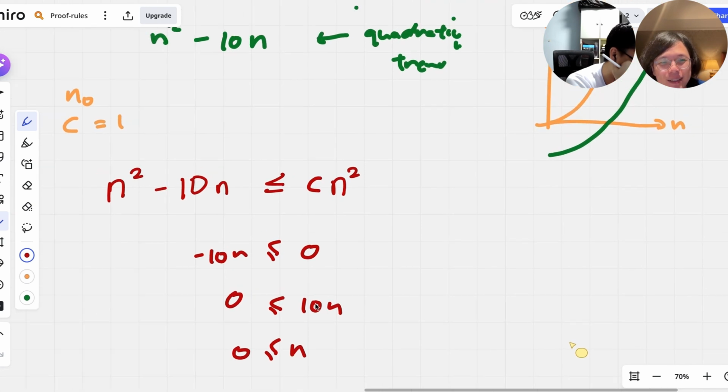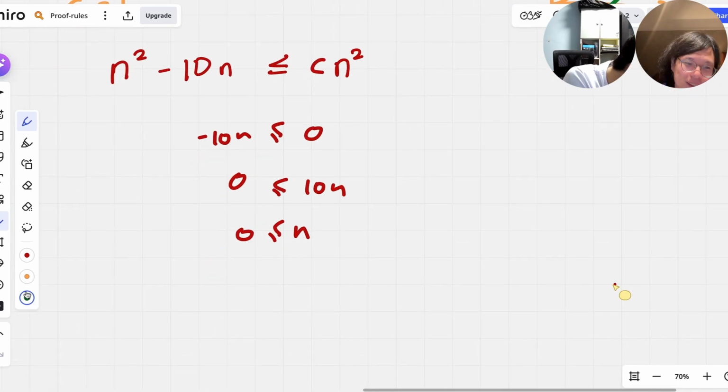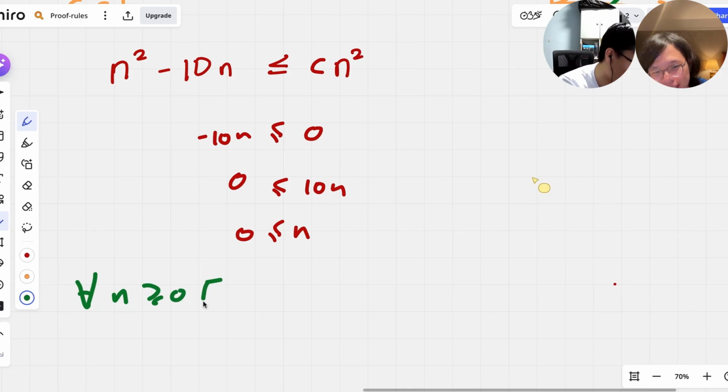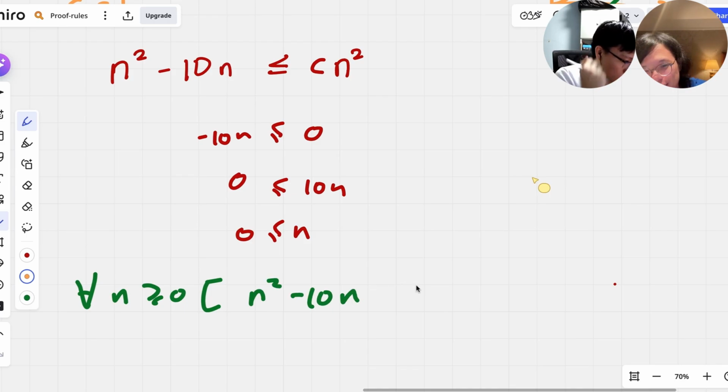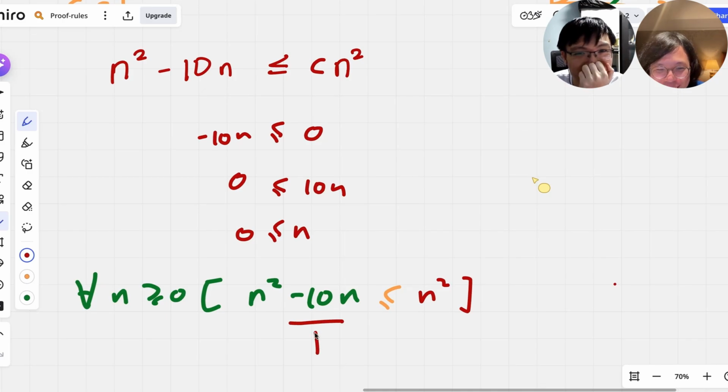In fact, yeah, that would work, right? So let's think about this. Let's consider all n non-negative, so any n is greater than 0. Well, n squared minus 10n, actually, we were thinking in circles, but basically this is just less than or equal to n squared, because of the negative term. You can just throw it away, right? Does that make sense?